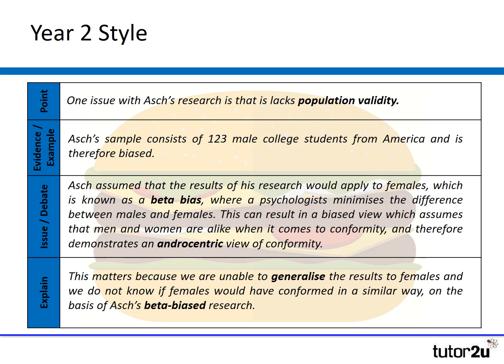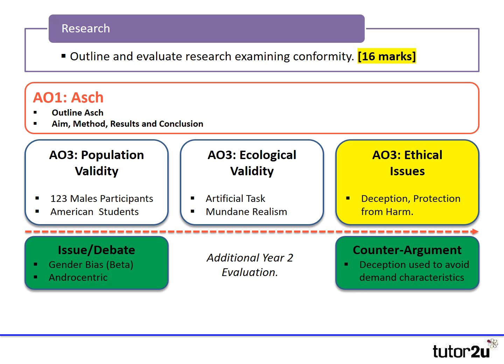You can see immediately, by just adding in that issue debate to the population validity point on the left there, we've improved that evaluation point significantly, okay? And therefore we don't need to include more evaluation points, we're just including better ones because we're a year 2 psychology student now. Let's do the same for ethical issues because we can actually approach this in a different way by adding in a counter-argument.